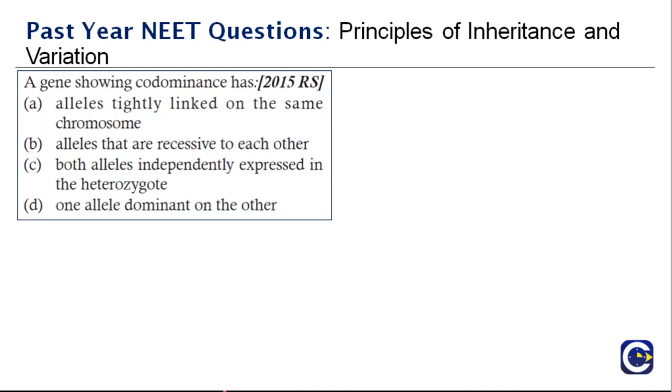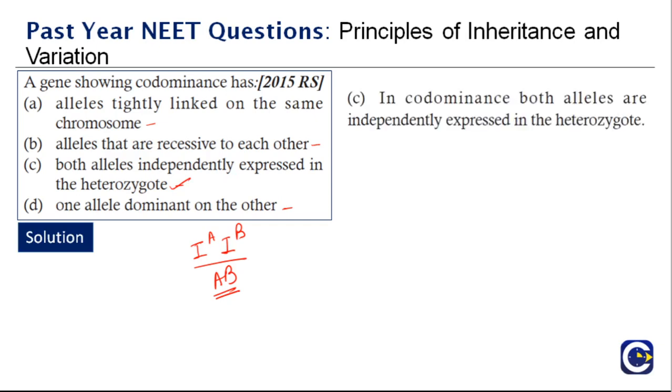A gene showing codominance has alleles tightly linked on the same chromosome, alleles that are recessive to each other, both alleles independently expressed in the heterozygote, or one allele dominant over the other. What is the easiest example of codominance? It is the blood group AB, where both of them are expressed. So both alleles are independently expressed in the heterozygotes. So the answer is C.